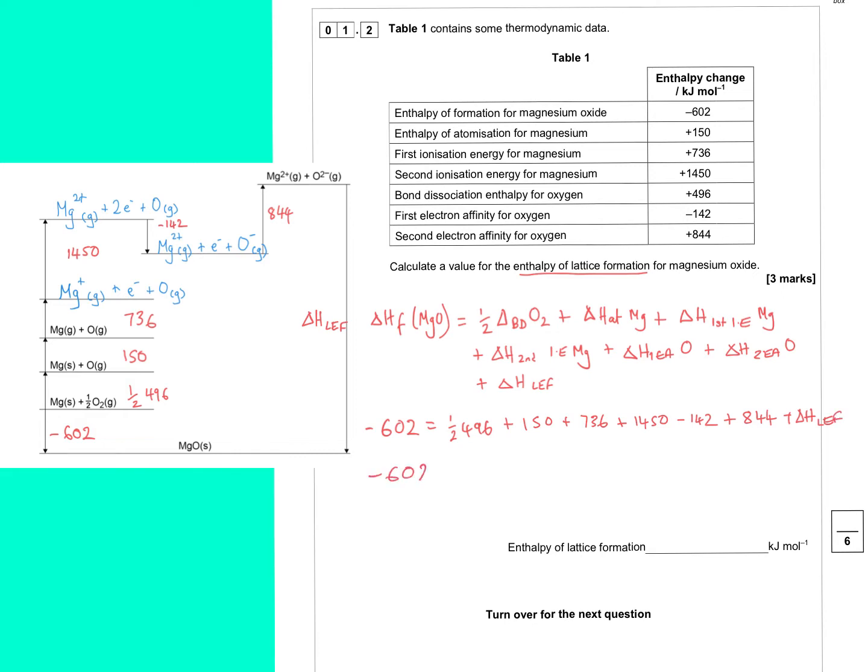Okay, and then if we break the sum up a little bit, so work out what the numbers on one side are and what the numbers on the other side are, makes it easier when we do the rearranging. Okay, so put the numbers all together and the delta H LEF on the other side, and we get our final value.